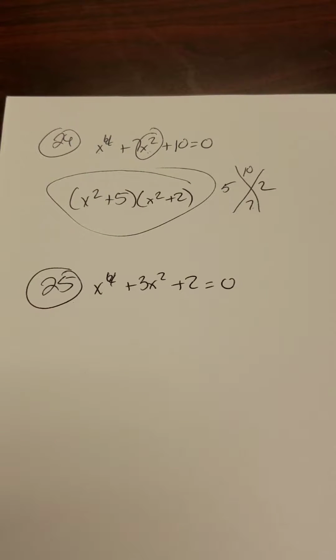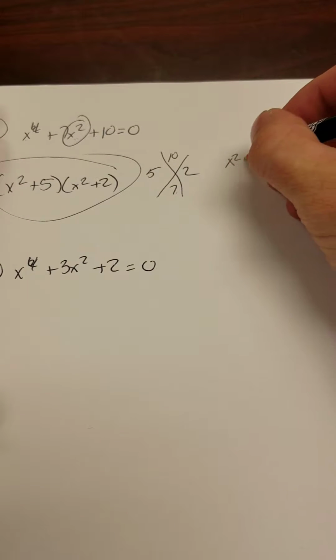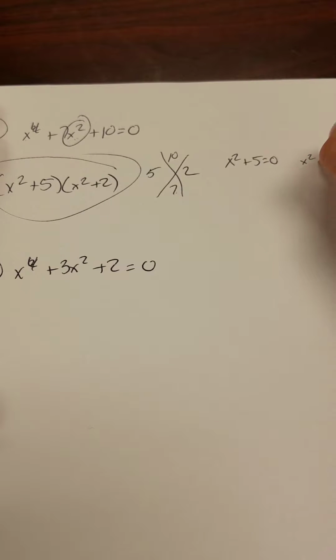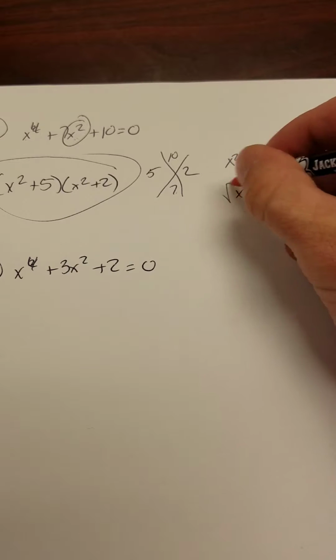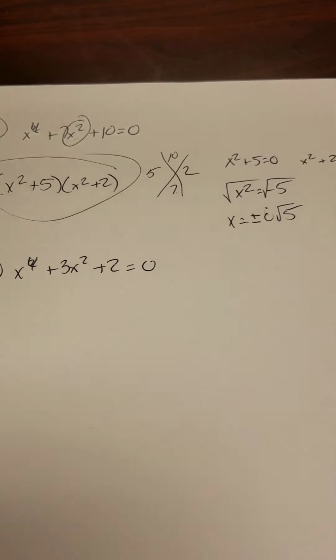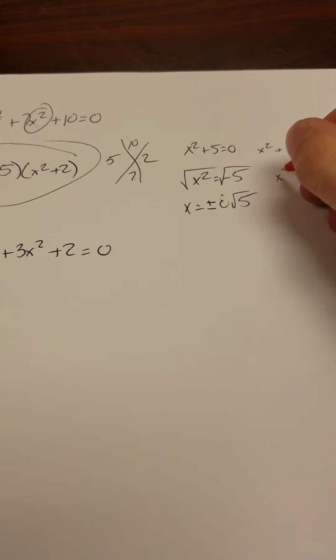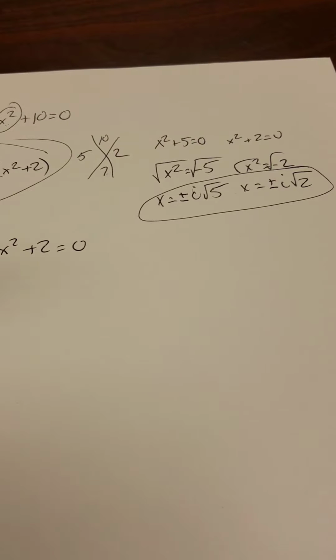I'm actually rereading the directions on number 24. What it says is find all roots. So we set these two equal to 0. So we take those two things, x squared plus 5 equals 0, x squared plus 2 equals 0, and we solve it. x squared equals negative 5. Take the square root of both sides. x equals, every time we take a square root, we do plus or minus. The negative underneath becomes an i, so it's i root 5. Over here, x squared equals negative 2. Take the square root. x equals plus or minus i root 2. Those are actually all the roots, or also known as solutions.